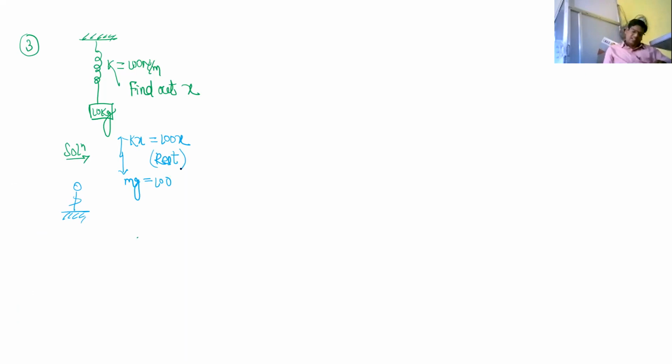Fourth step, write equations. So net force will be 0 as this is at rest. So upward force kx equal to downward force mg, or upward force, that is 100x, equal to downward force, how much? 100. So x comes out to be how much? 1 meter. Have you got this?